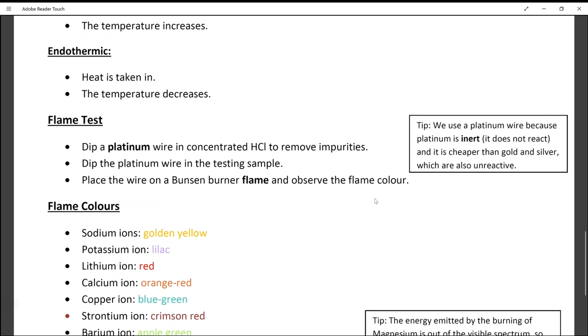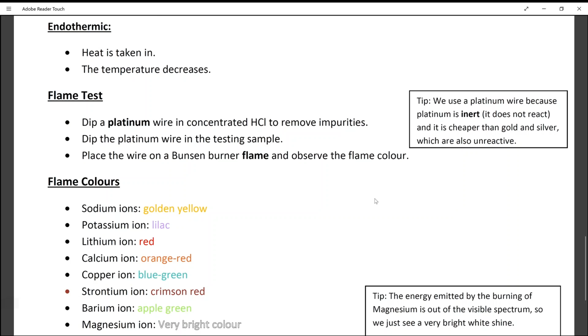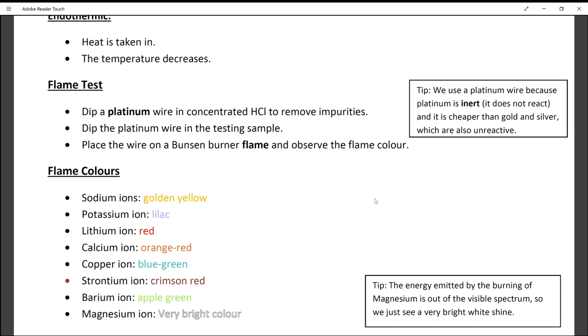The flame test is a test that we do to identify some elements, for example, alkali metals. To do it, we dip a platinum wire in concentrated hydrochloric acid to remove impurities. It's important that we use platinum wire because platinum is inert. It does not react. We don't want our wire to react with the hydrochloric acid. Hydrochloric acid is an acid. Metals react with acids very strongly, but platinum does not react. Also, gold and silver do not react, but they are much more expensive than platinum.